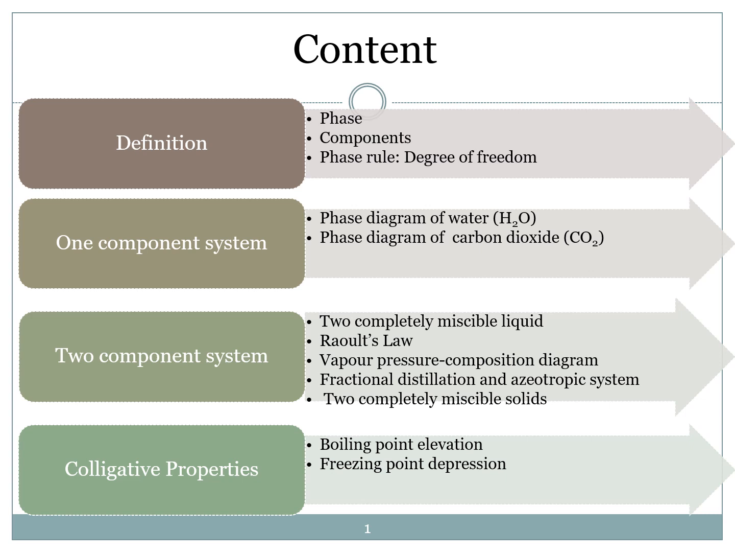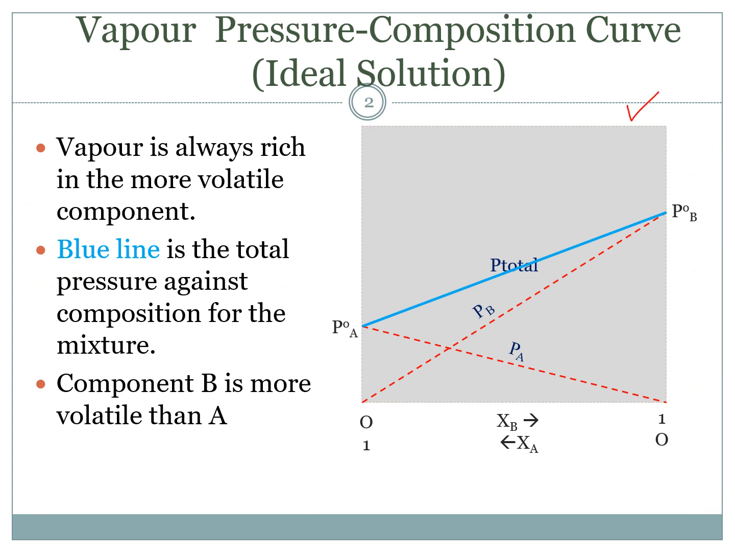Today we continue with two component system, vapor pressure composition diagram, boiling point composition diagram, and non-ideal solution. This is the vapor pressure composition diagram for an ideal solution. Suppose you have an ideal mixture of two liquids, A and B.